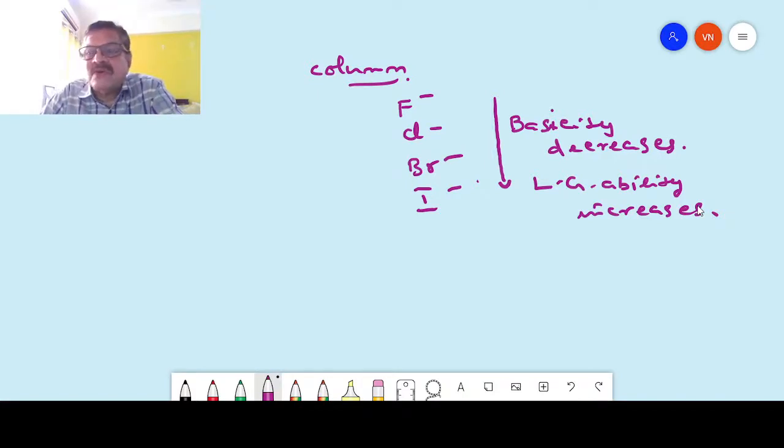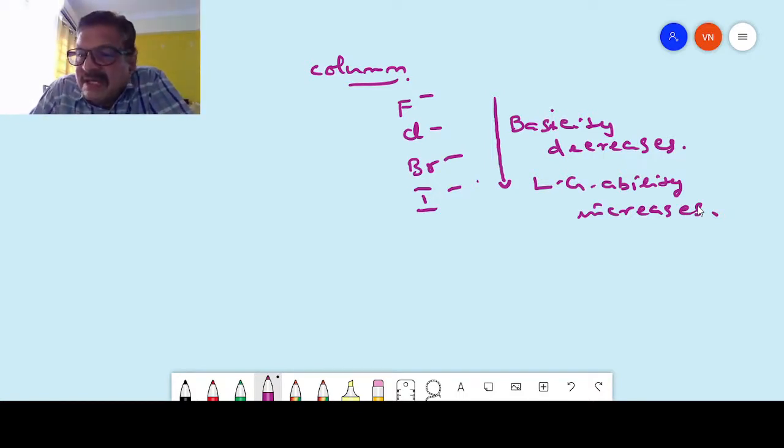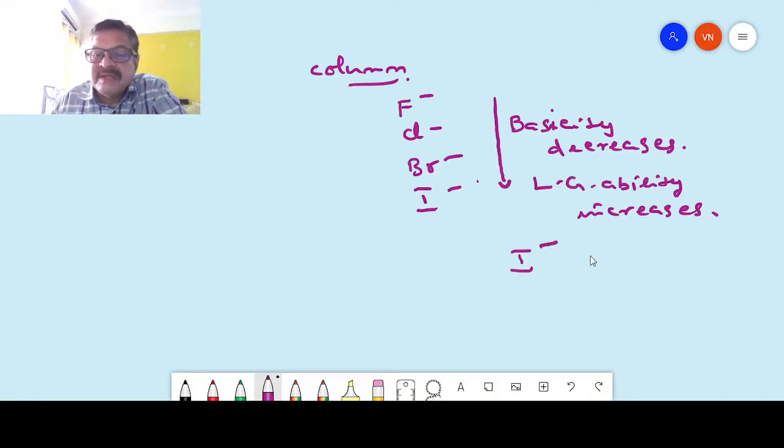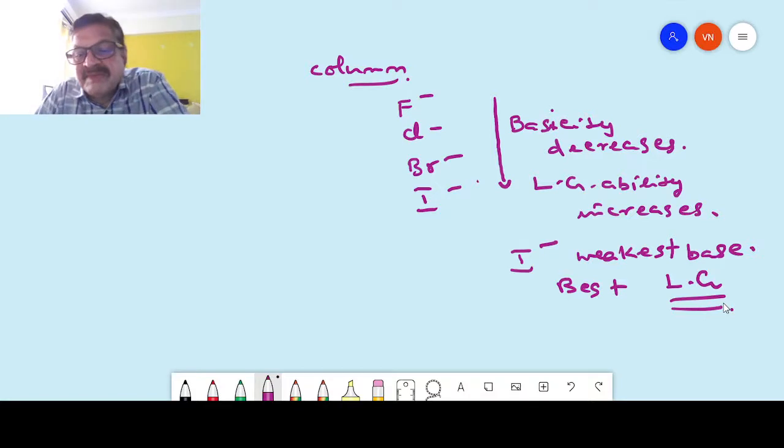Down a column of the periodic table, the basicity decreases, so the leaving group ability will increase. Iodide is the weakest base here. Therefore, it is the best leaving group of this series. The best leaving group is the iodide anion.